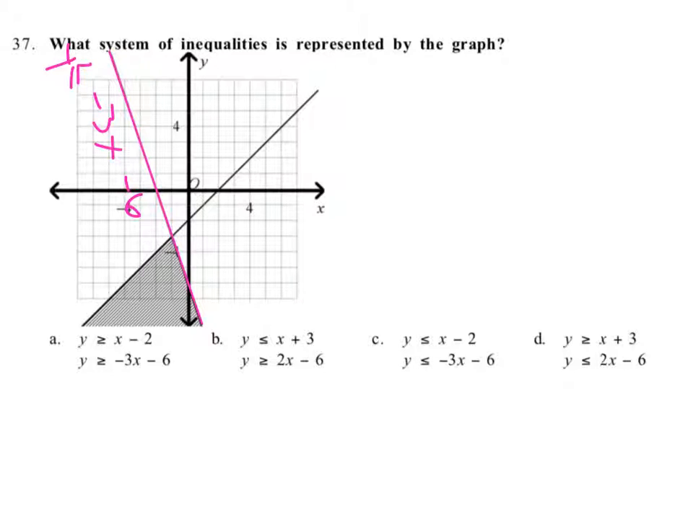Where do we see that? Y is less than or equal to negative 3x minus 6. Okay? Looks like no other one has that answer, but let's do one in green. Let's do this one in green and see how we do.